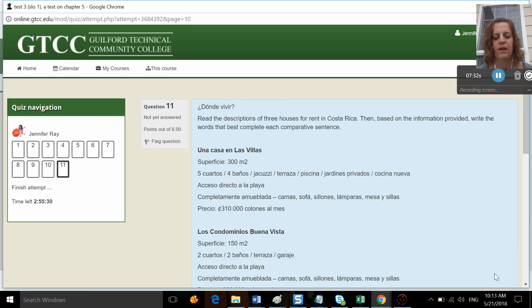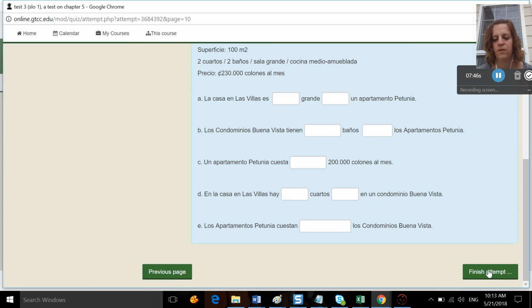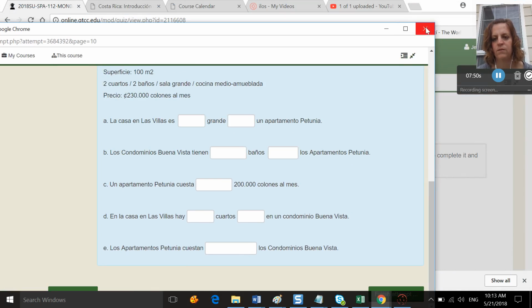And the last thing, dónde vivir. Read the descriptions of 3 houses for rent in Costa Rica. Then, based on the information provided, write words that best complete the comparative sentence. So half the sentence is given to you. You just need to plug in what's missing. And that's everything that you have to do for this test.